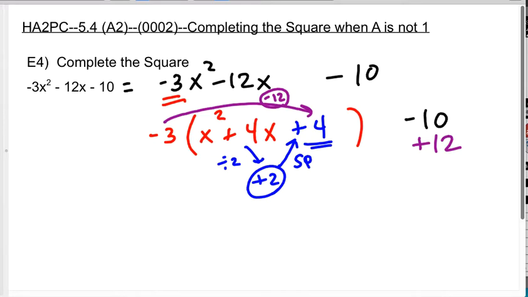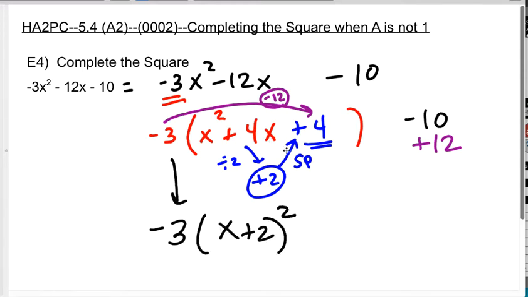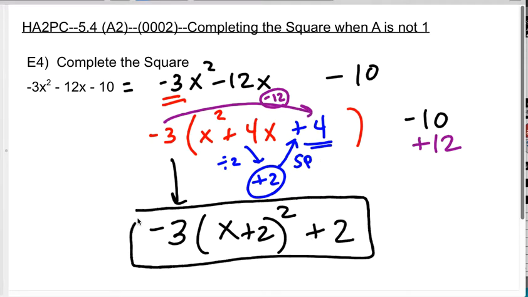That's your balance, right? So what's going to end up happening is you're going to get a negative 3, which is this guy right here. Everything in the parentheses is going to factor into an x plus 2 quantity squared because you've created a perfect square trinomial. And outside you're going to get a plus 2 because that's what negative 10 and positive 12 give you. Okay, let's go to a P4.